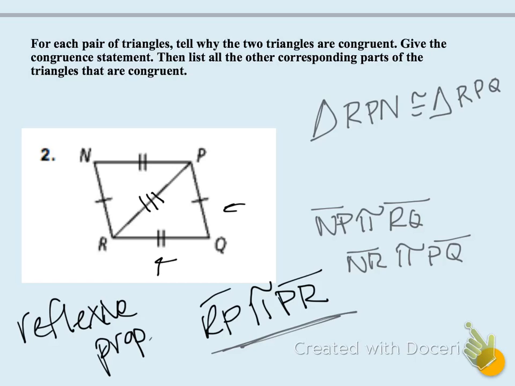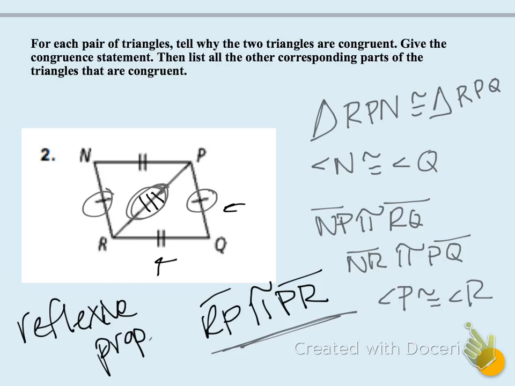Corresponding angles. Angle N is congruent to angle Q. Angle P is congruent to angle R, because you could see it shares the 3 and the 1, so you have to share the 3 and the 1 to be congruent, so that's angle R there. And then you have your last one, which is angle Q. So we did Q, R, and P. So there are some congruent angles right there.